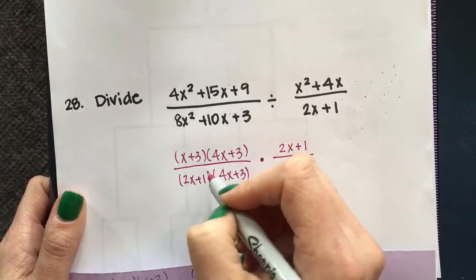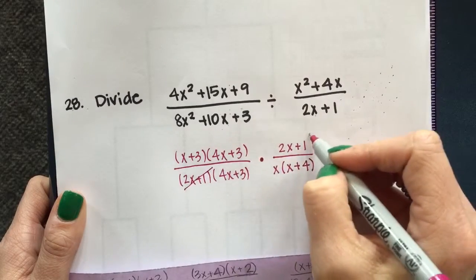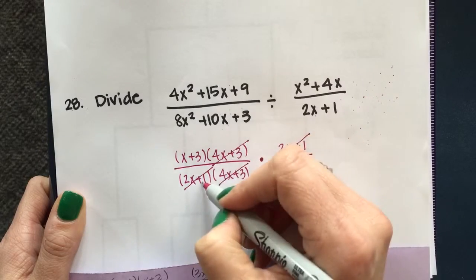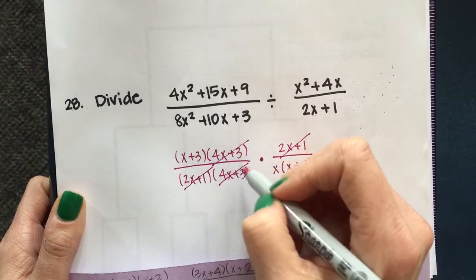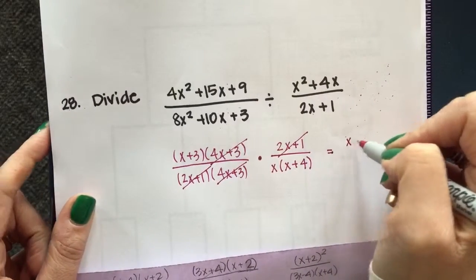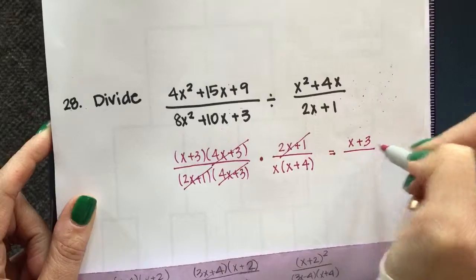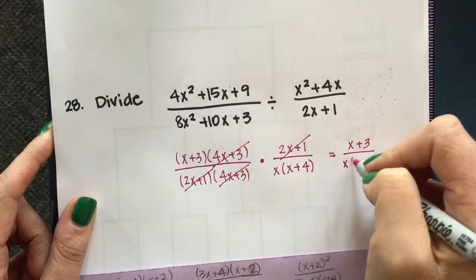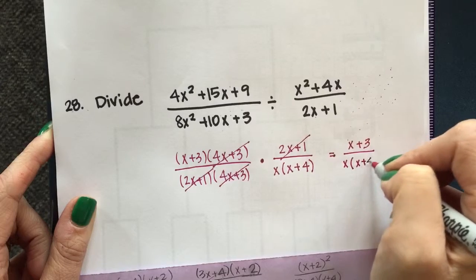And look for things to cancel. The 2x plus 1s will cancel. The 4x plus 3s will cancel. One on bottom, one on top, one on top, one on bottom. And now on top I have an x plus 3. And on the bottom, these two are both gone. I have an x and an x plus 4.